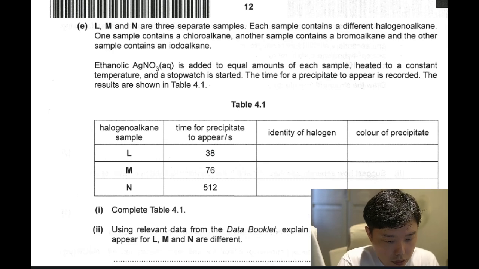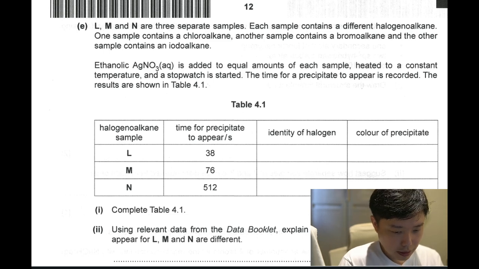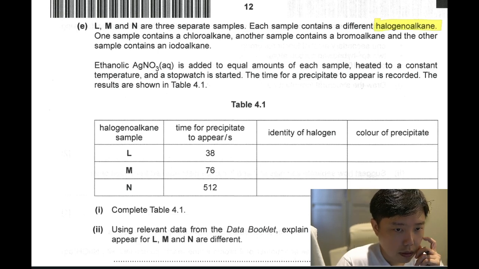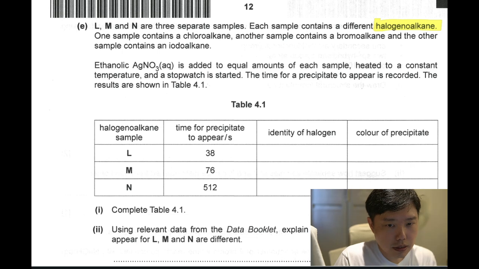Okay guys, let's continue with question 4, 2024 A-Levels paper 2. Part E, they say L, M and N are three separate samples. Each one contains a different halogenoalkane. One sample contains chloro, another bromo, and another iodo.